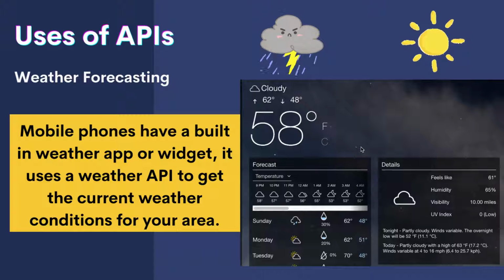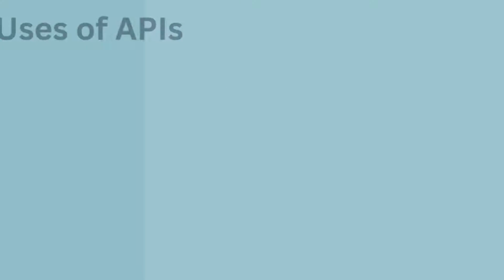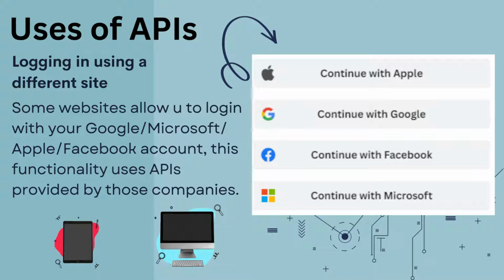Next is uses of APIs. The first use we will talk about is weather forecasting. For example, when we want to view the weather on our mobile phones, the weather data is fetched using an API because the APIs are pre-installed on the app. Next use is logging in using a different site. When we want to log into a site, it provides you the option to log in with our Google account, Microsoft account, Apple account, or maybe Facebook account. So these sites provide APIs that enable this.